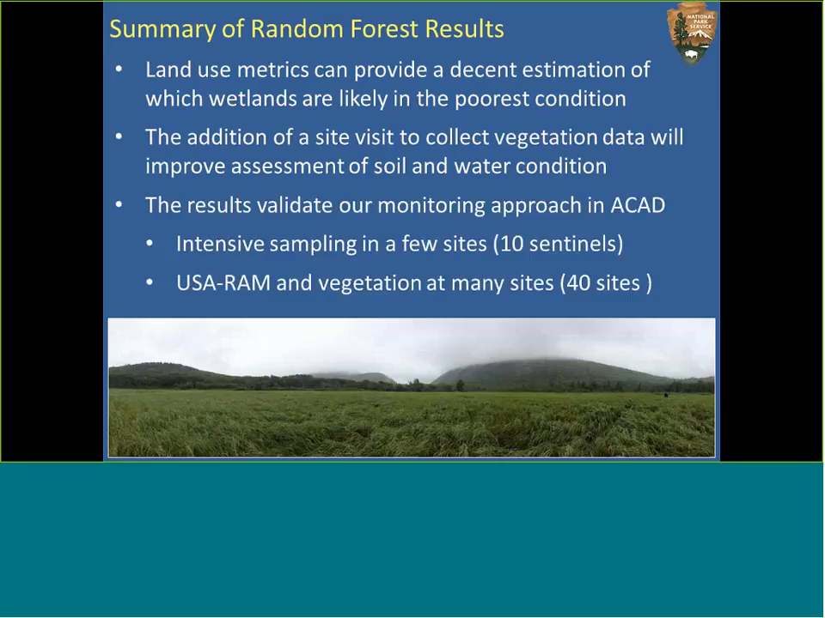And then finally, the results validate our monitoring approach in Acadia, where we have intensive sampling in a few sites, and then we also have the rapid assessment and vegetation monitoring at 40 sites. And I think it's also helpful that the results make sense with what we know about the influence of agriculture and land use on wetland conditions. So the world makes sense with these results.